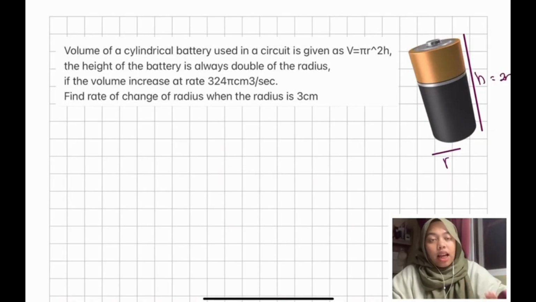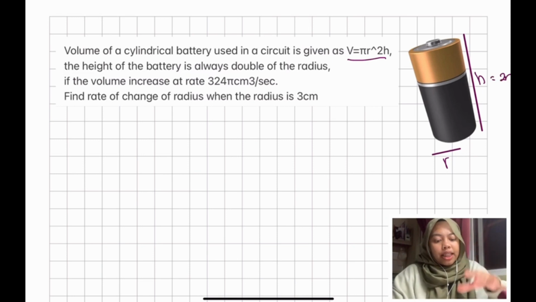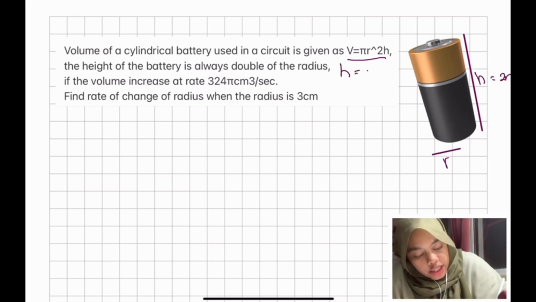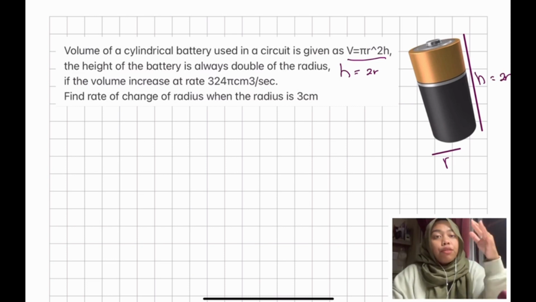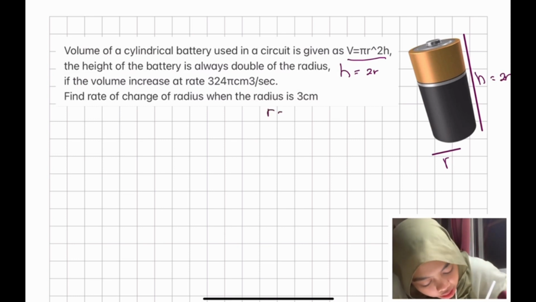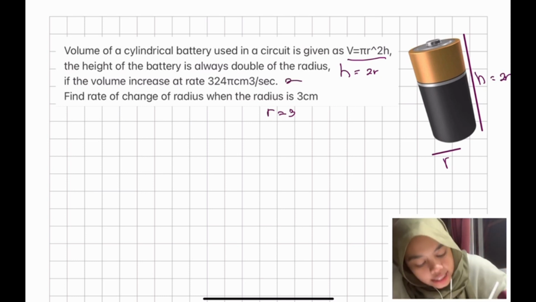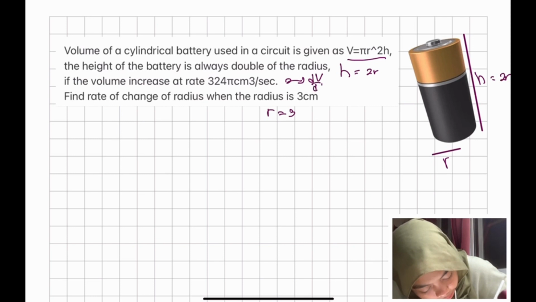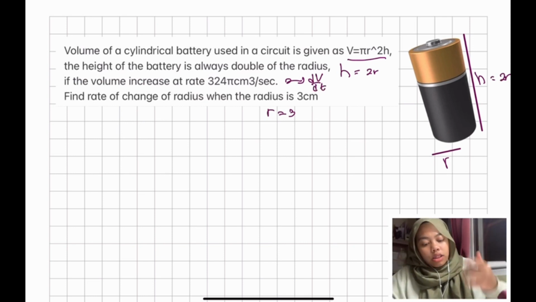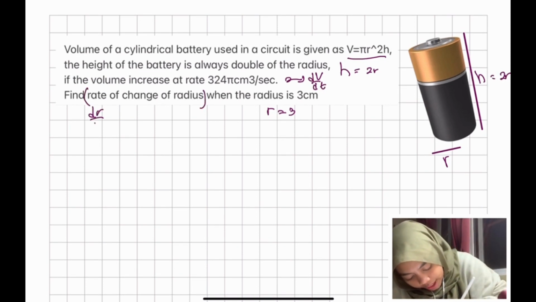So for this question, they already gave you the volume of the cylindrical battery used in a circuit, which is V equals pi r squared h. And the height of the battery is double the radius, so we knew that h equals 2r. If the volume increased at a rate of 324 pi centimeter cubed per second, find the rate of change of radius when the radius is 3 cm. So we knew that r equals 3. 324 pi centimeter cubed per second is actually dV over dt. And they asked us to find the rate of change of radius, which is dr over dt. We need to find this.